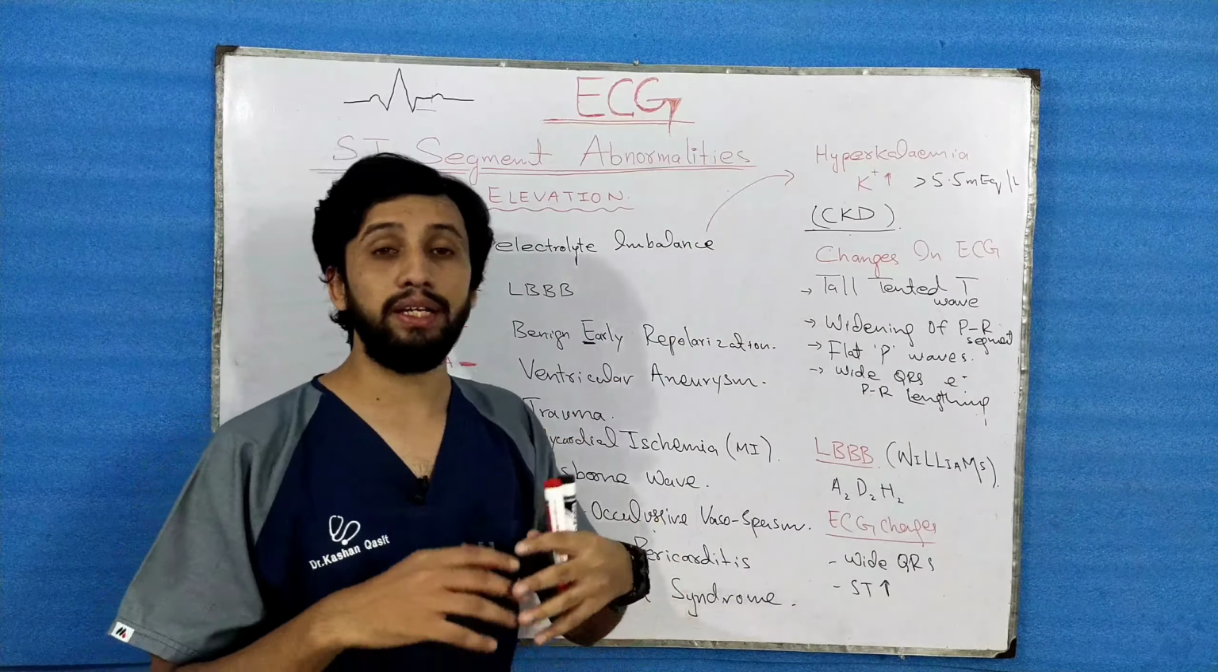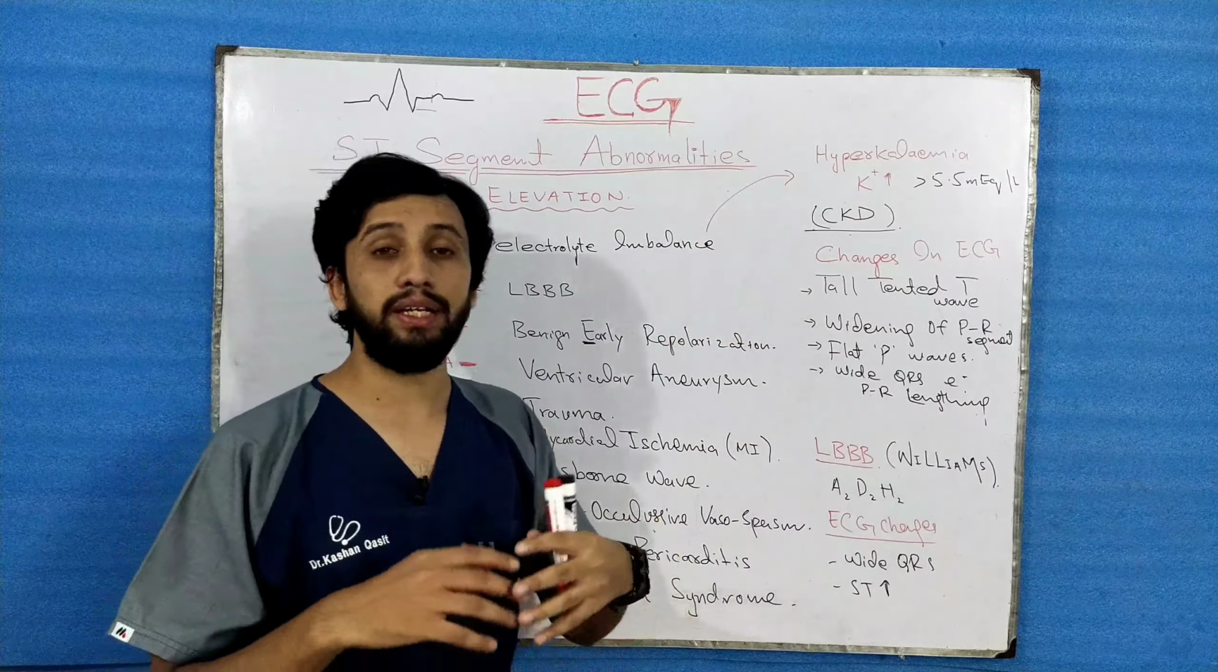In both conditions there is ST segment elevation, but in MI the ST segment elevation will be greater than 2 mm in amplitude, while in BER there will be ST segment elevation but less than 2 mm.